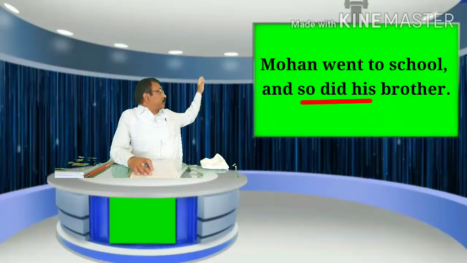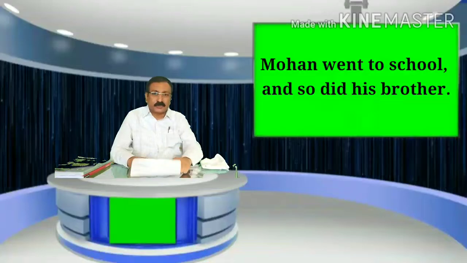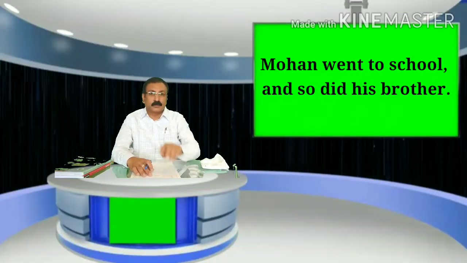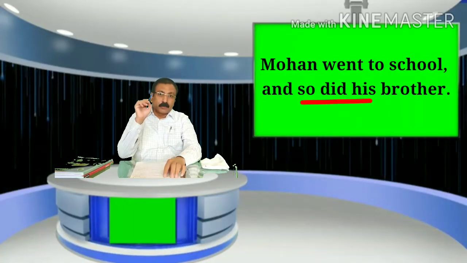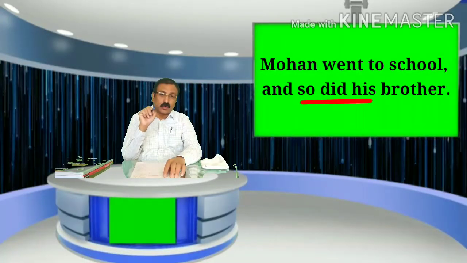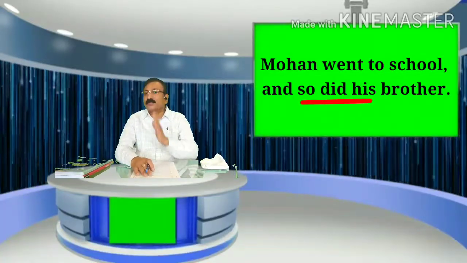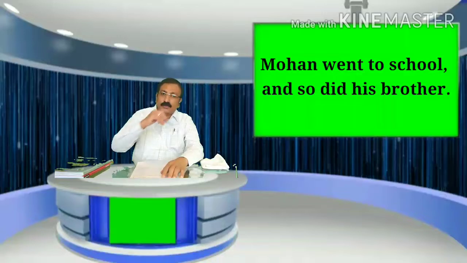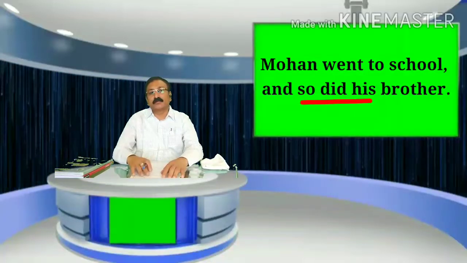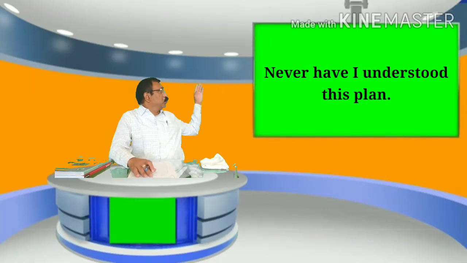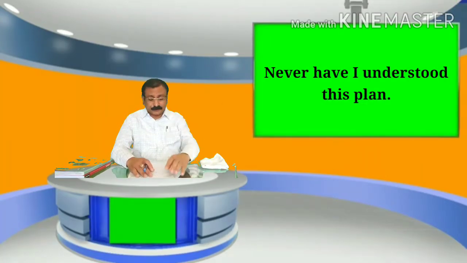But if you look at the board and see the sentence, Mohan went to the school and so did his brother, the words so and did are placed before the subject his brother, and therefore this sentence is also an example of the figure of speech inversion. Sometimes in a negative sentence also we find the figure of speech inversion. Let us look at the board and see the sentence.